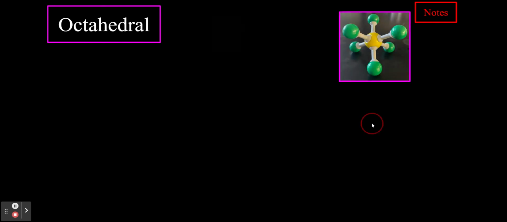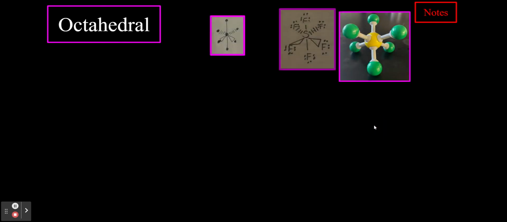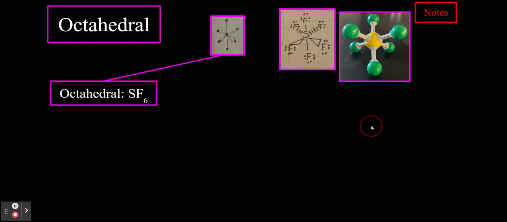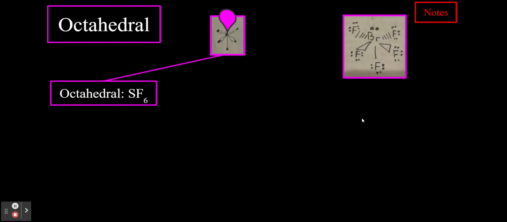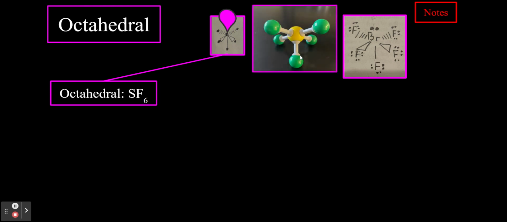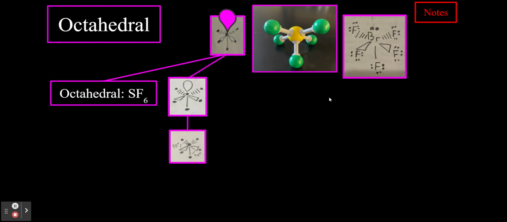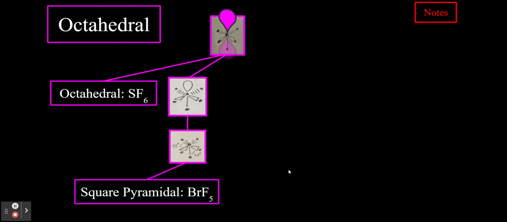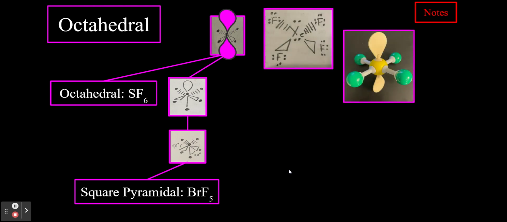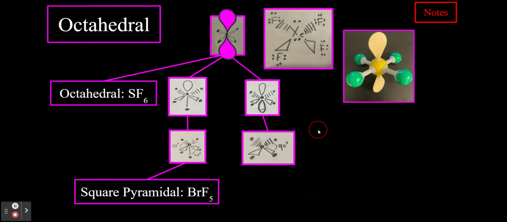Now our last electron geometry is octahedral. This has 6 domains. This is the compound sulfur hexafluoride. All right, and now when I add a lone pair, this becomes the square planar shape. No, not square planar, square pyramidal. All right, that's how you would show the electron geometries, with or without the lone pair, and there's the name. If I add one more, this becomes the square planar shape. This is xenon tetrafluoride.